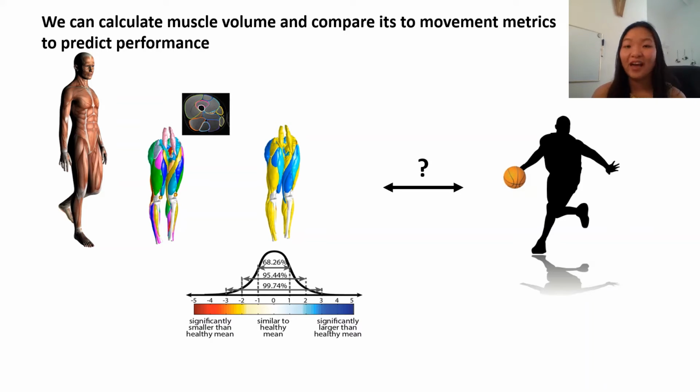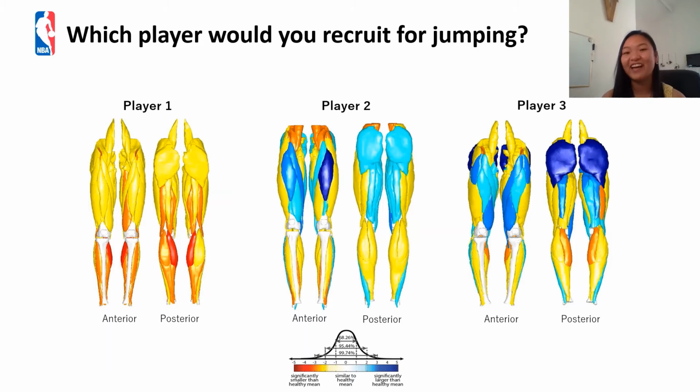In our lab, we have the privilege to work with the UVA basketball team to see what the correlation is between muscle volume and vertical jump performance in basketball players. So here's a really quick question game that I have for you. Put yourself in the role of an NBA recruiter.